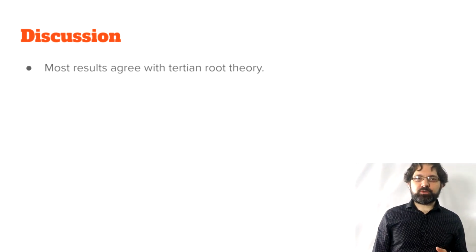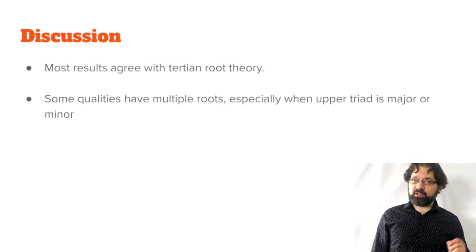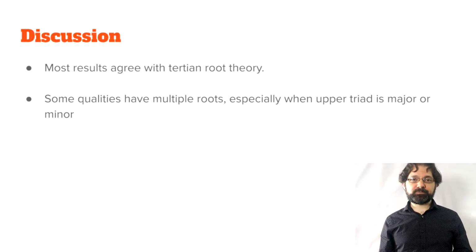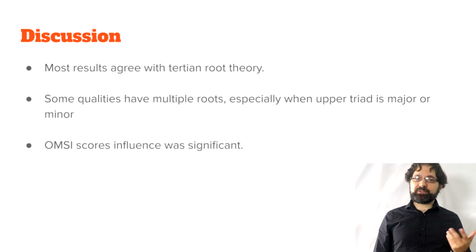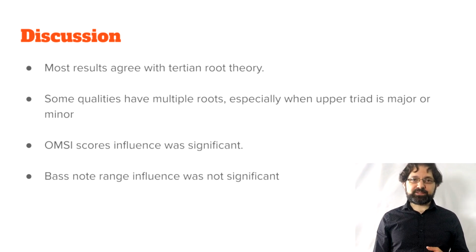Overall, most of the results agreed with tertian root theory. All 4 of the example equivalent chords given at the beginning of this presentation were found to be situations where competing roots existed, particularly when the upper component triad was major. OMSI scores had a significant positive effect on the selection of tertian roots, and the bass note range was not a significant influence on chord tone selection.